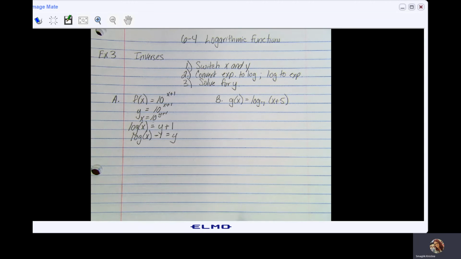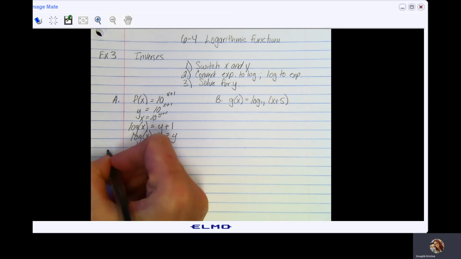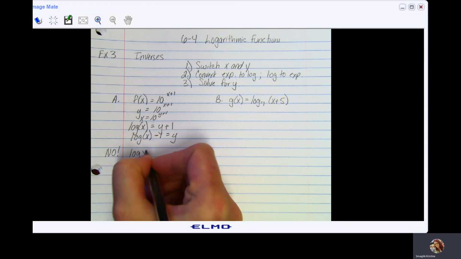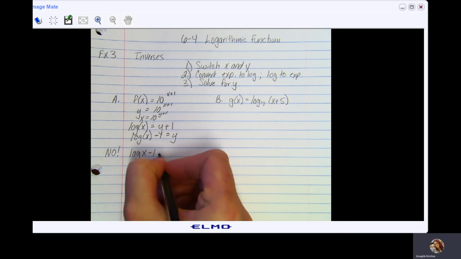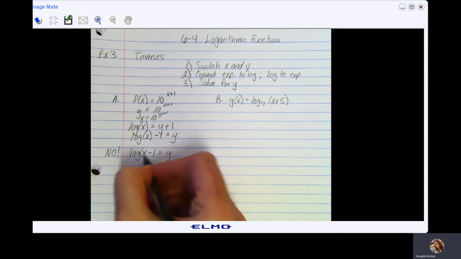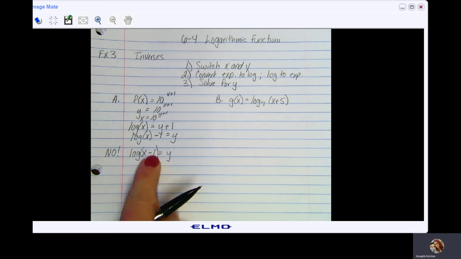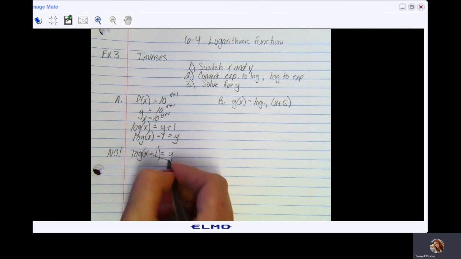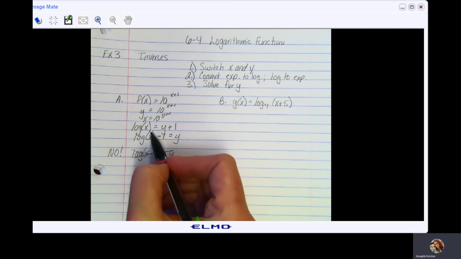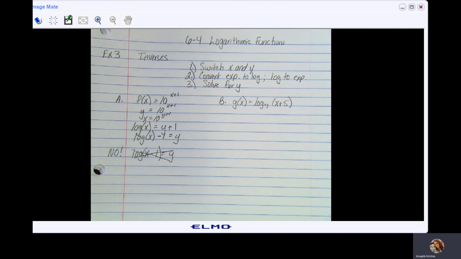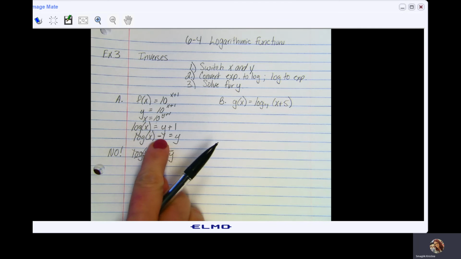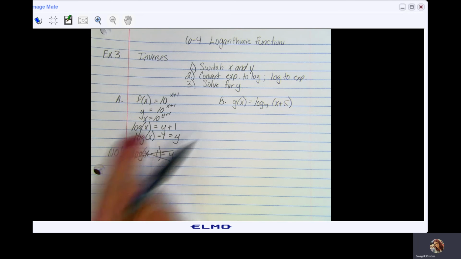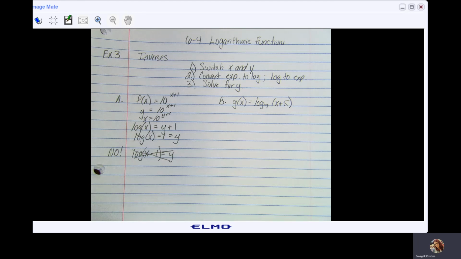equals y. Now be very careful. Do not write this as log of x minus 1 equals y and think that that minus 1 belongs to the argument of your logarithm. It does not. I use parentheses just to make sure I don't make a careless mistake. That negative 1 has nothing to do with the value of your log of x.